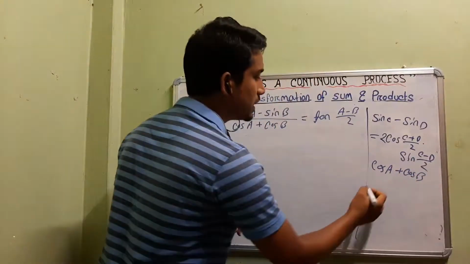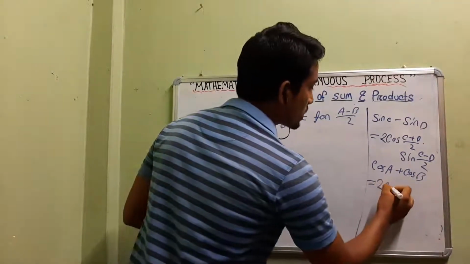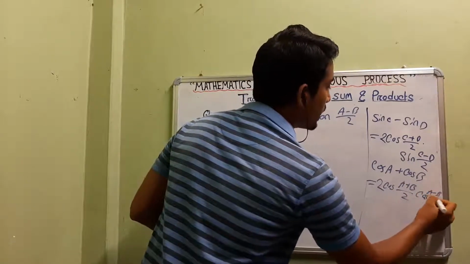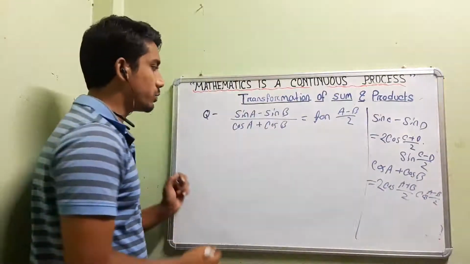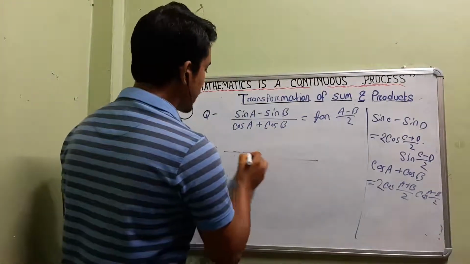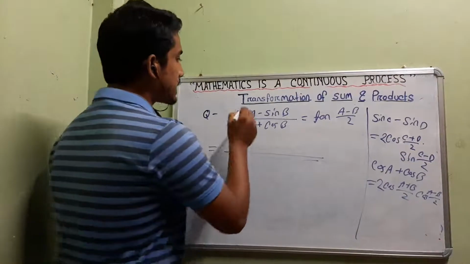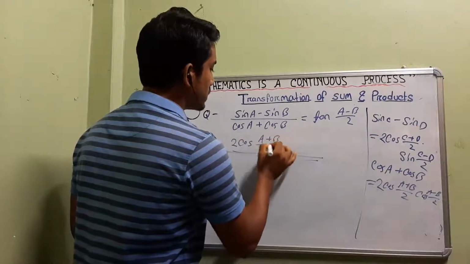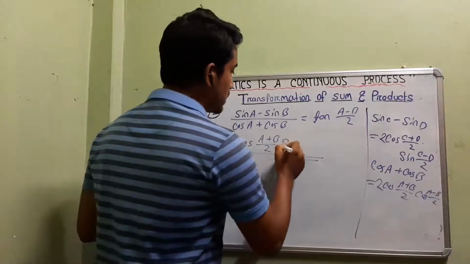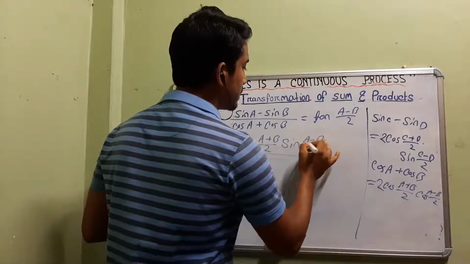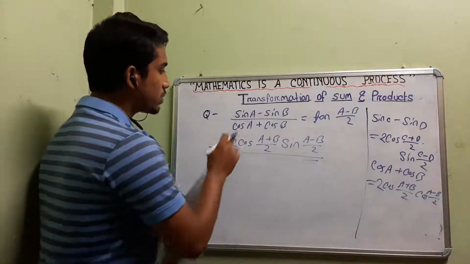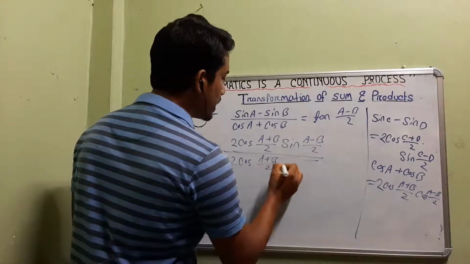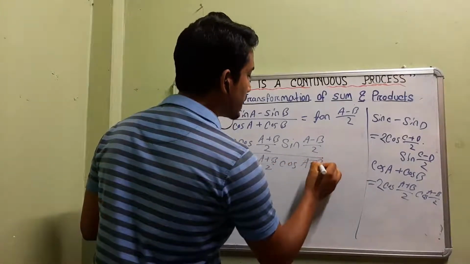In that case it is very easy: it will be 2 cos sum into cos difference, that means cos (A plus B) by 2 into cos (A minus B) by 2. Both formulas will apply here and we'll get our proof. Applying them, sin C minus sin D becomes 2 cos (A plus B) by 2 into sin (A minus B) by 2. In the denominator, cos C plus cos D becomes 2 cos (A plus B) by 2 into cos (A minus B) by 2.